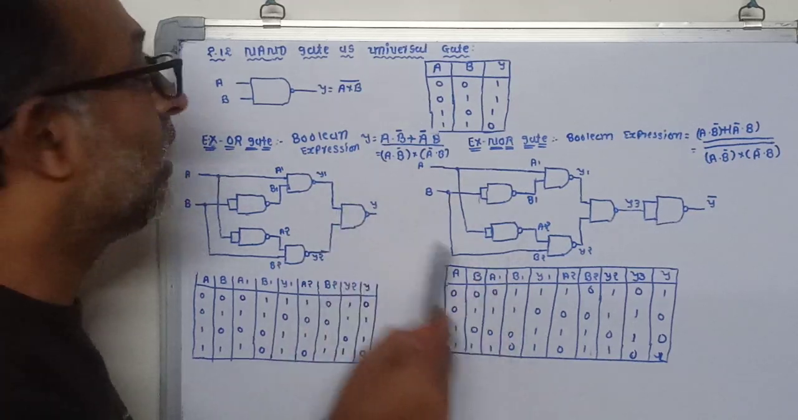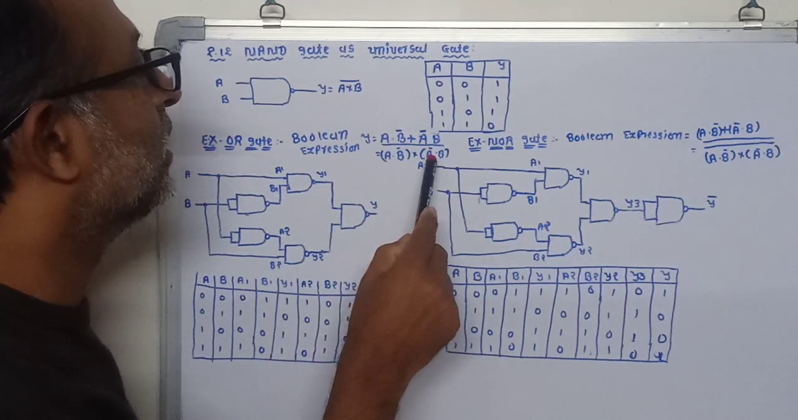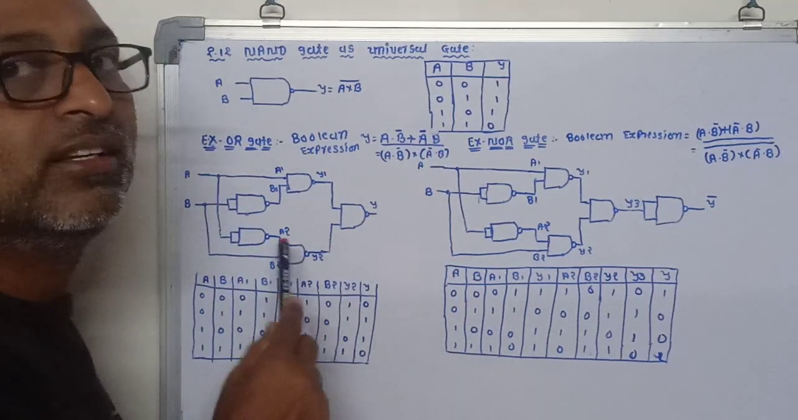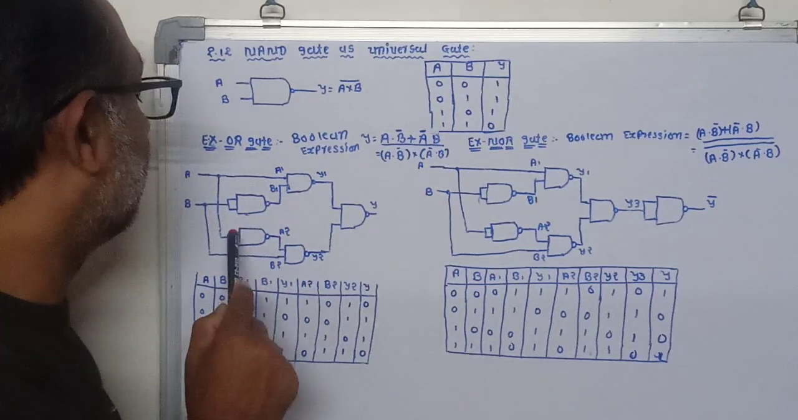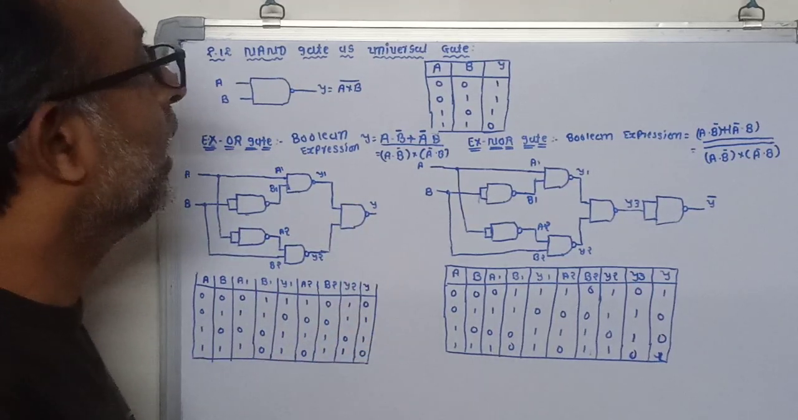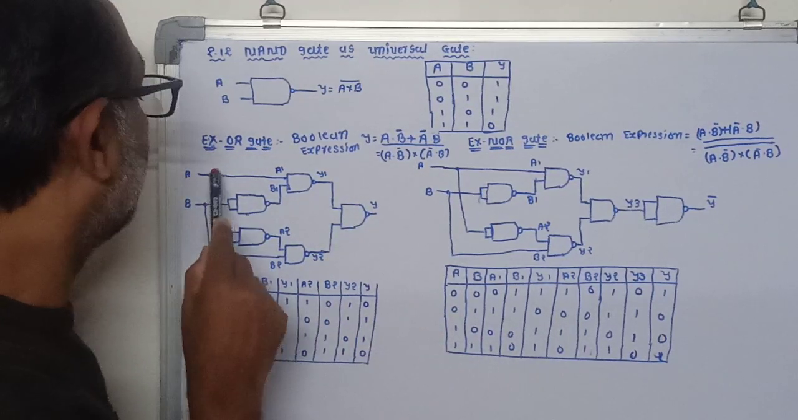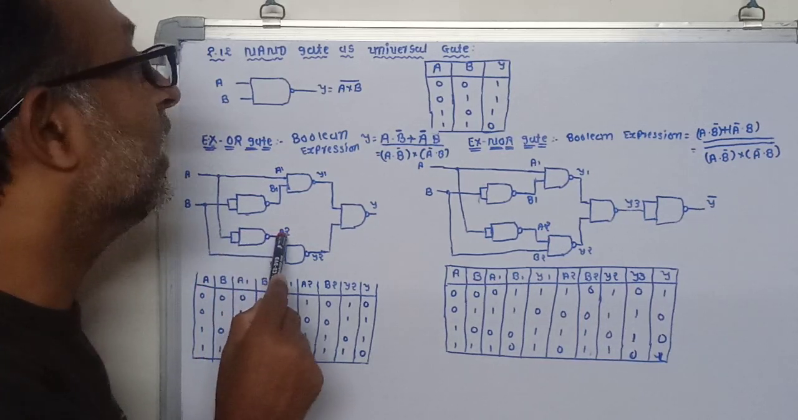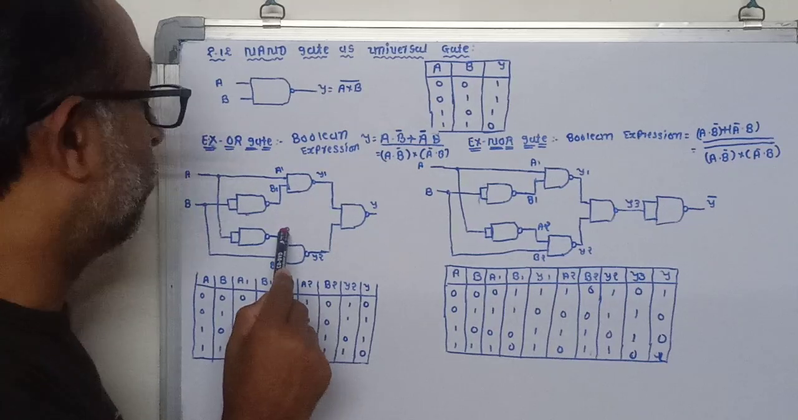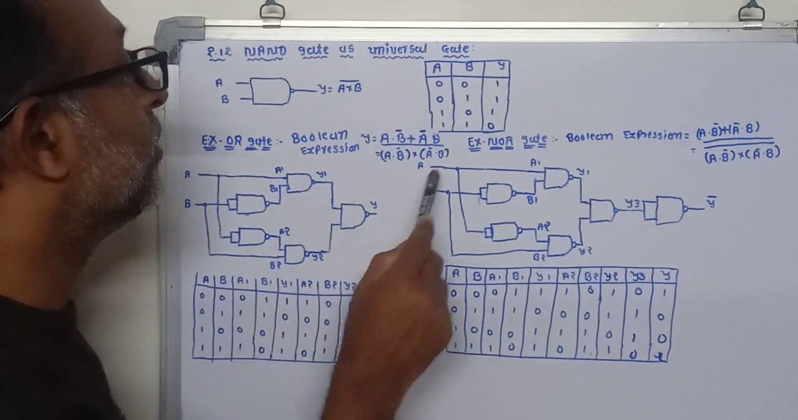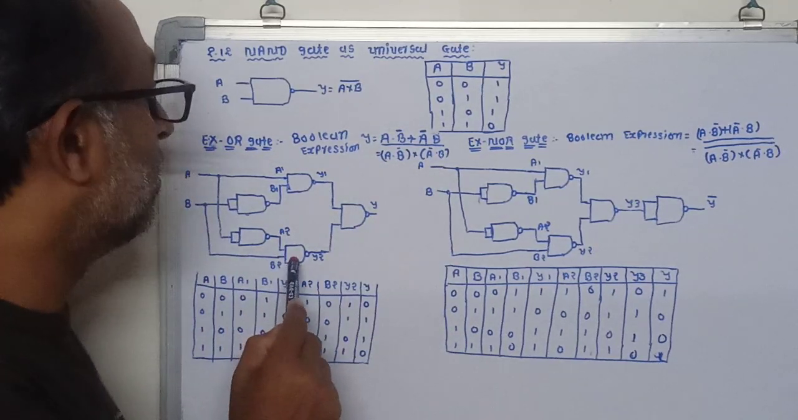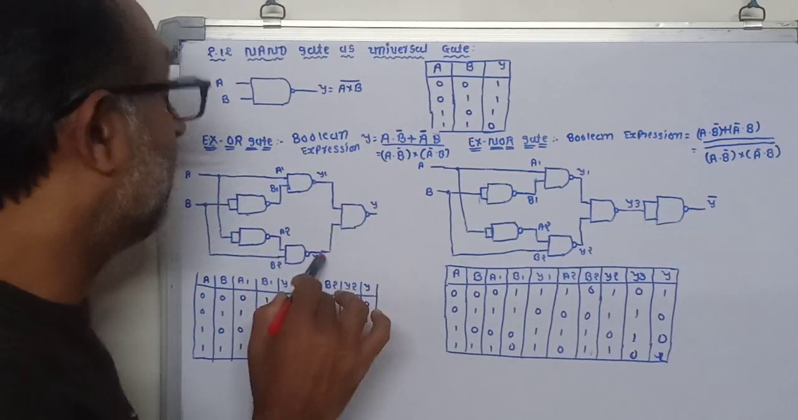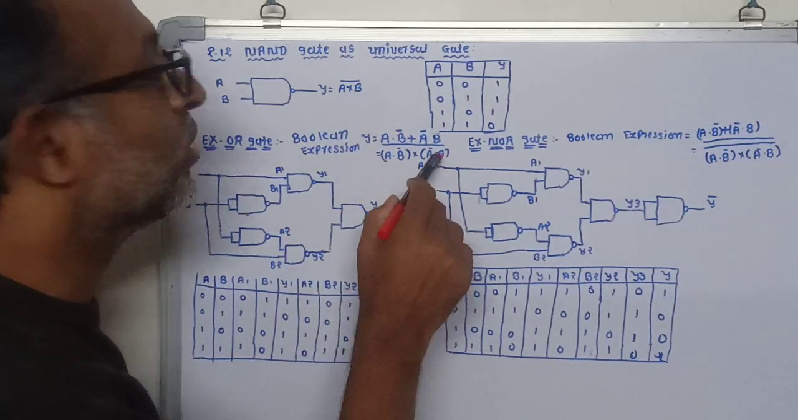Now similarly, another output is required, A bar into B. So here we are using another NAND gate as a NOT gate to convert the A input into A bar. A input is given to this NOT gate, or NAND gate, and we will get A bar here. B is directly given, so we will get Y2 output. Now we have both Y1 and Y2.